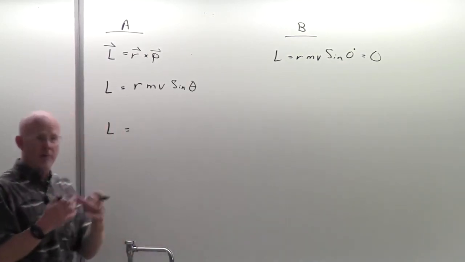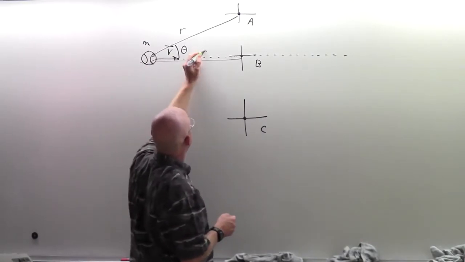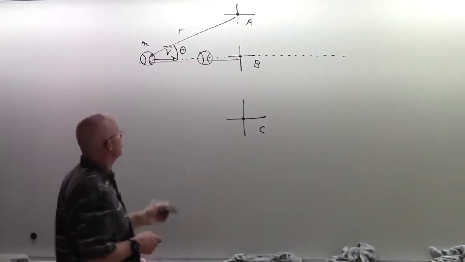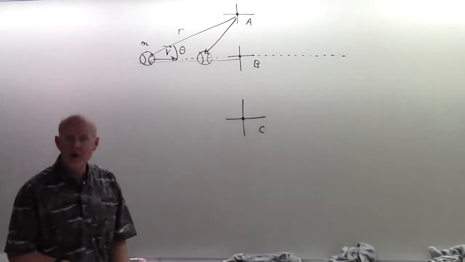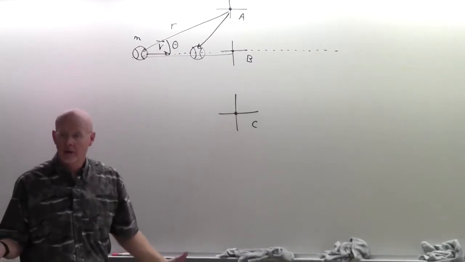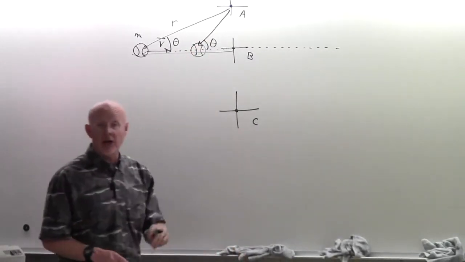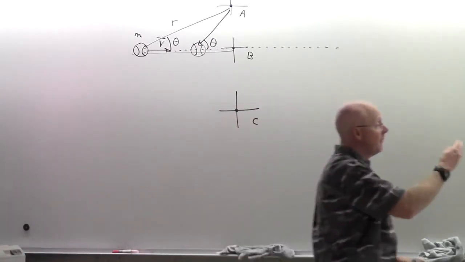In fact, let's look a little bit more at point A. Watch what happens when the ball gets a little closer. Say here. Wouldn't this be R? And so did R change? Yes. And wouldn't this be the angle? Didn't the angle change? So did the angular momentum change?